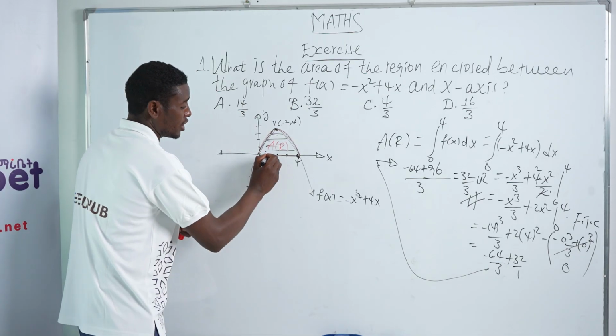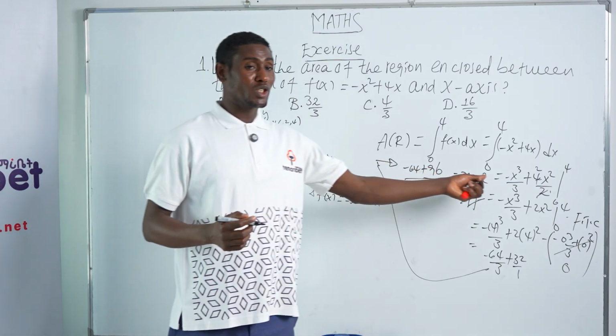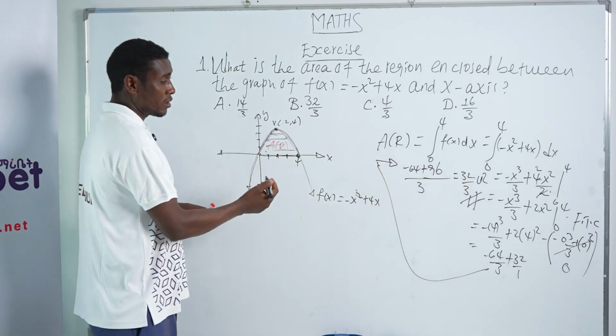If each part is given in terms of centimeters, it becomes square centimeters. Or if this part is meters, that is square meters.